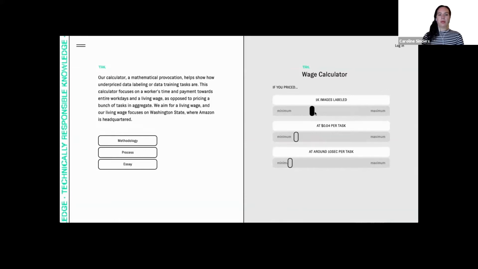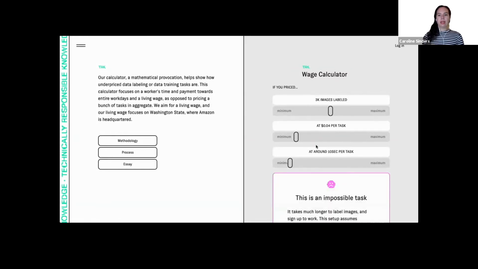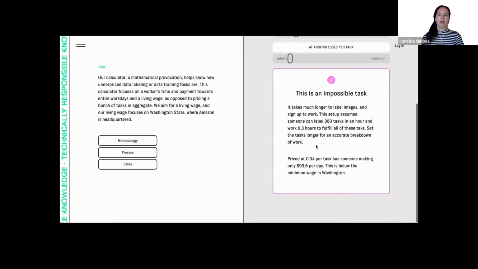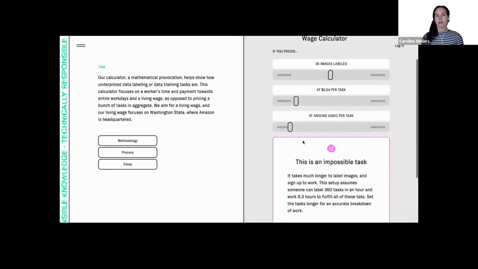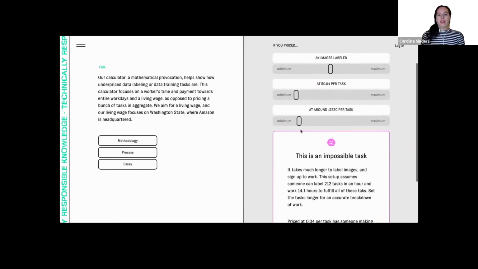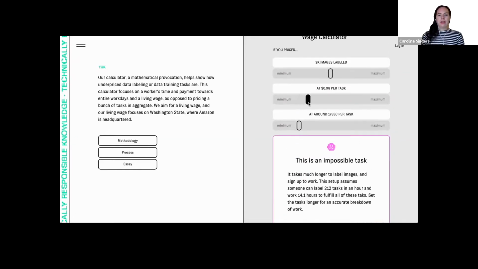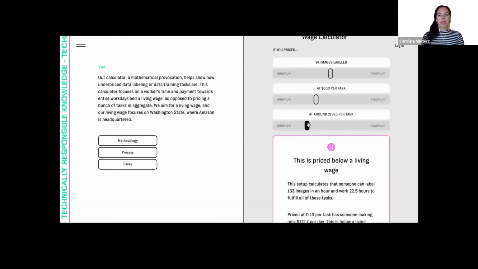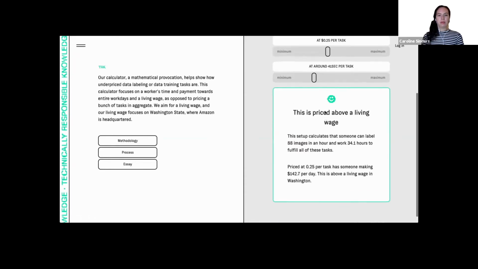TRK is an alternative open source tool for dataset training and labeling, which is a time-consuming but integral aspect of machine learning that must be completed in part by a human. The tool offers a wage calculator that helps visualize a livable wage to those that will then be responsible for completing the tasks.